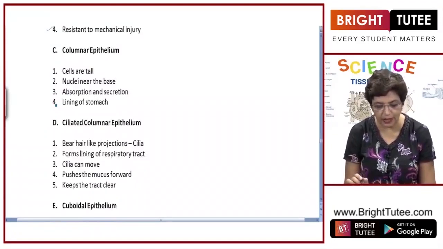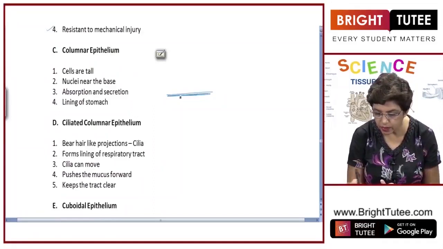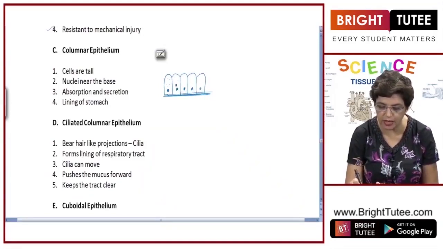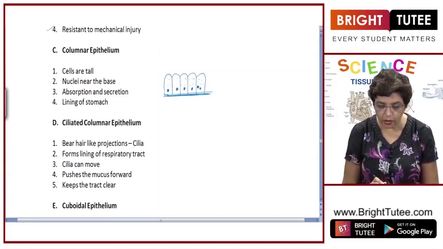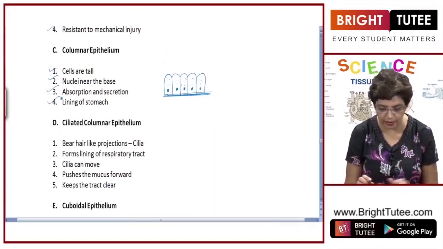Next is the columnar epithelium. Column means pillar-like. So cells, this is the basement collagen, alright. Cells are like this, columns, pillar-like. Usually the nucleus is near the base. So these are columnar epithelium with cytoplasm and other organelles. Cells are tall, nuclei are near the base. Their main function is absorption and secretion. They form the lining of the stomach.